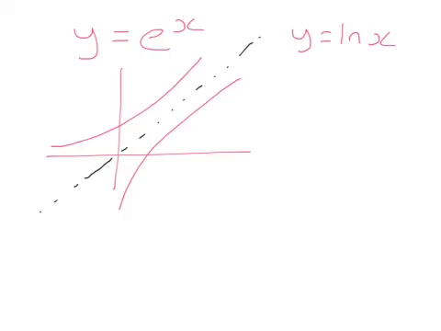So this graph here shows the graph of y equals ln x. This point here is 0, 1. This point here is 1, 0.